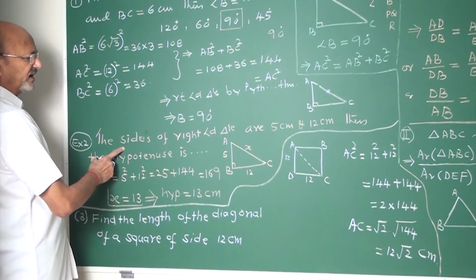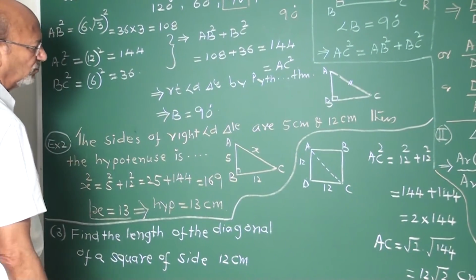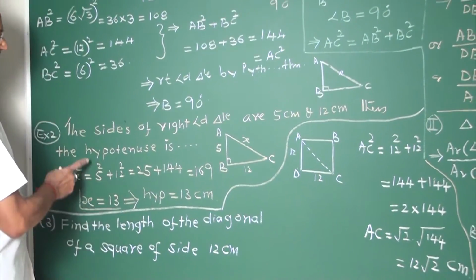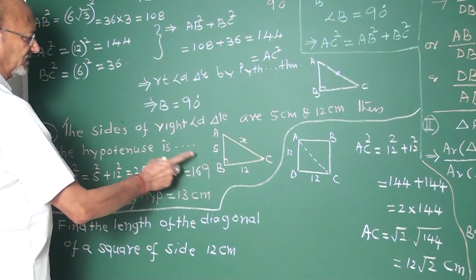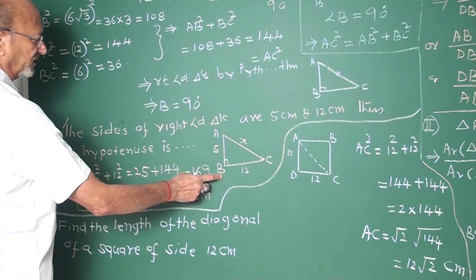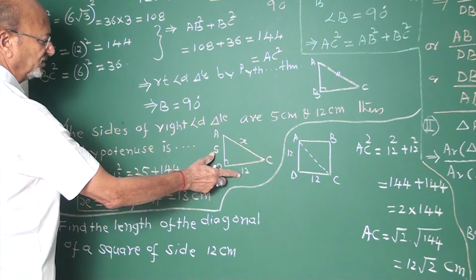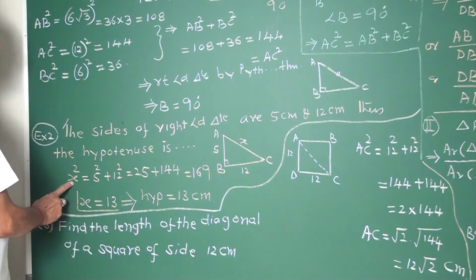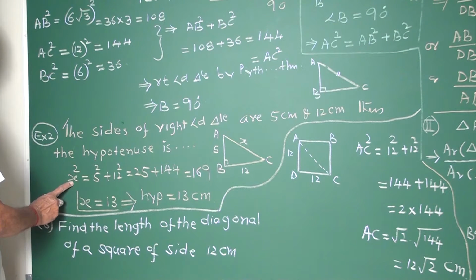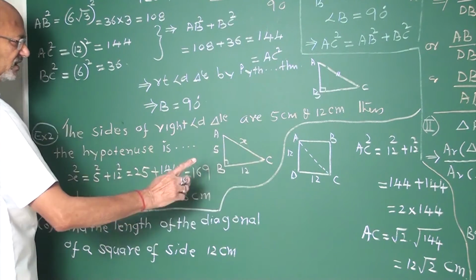The sides of a right angled triangle are 5 and 12. Then what is the hypotenuse? Yes, my friends, a right angled triangle means you mark it. This is the hypotenuse, which is opposite to 90 degrees. These two sides are given. Then how to find this hypotenuse? Again, great friend Pythagoras. X square equal to, I have written directly, no drama, AB square plus BC square.